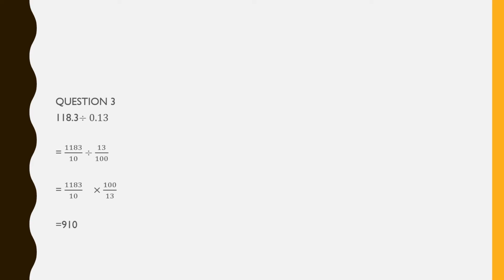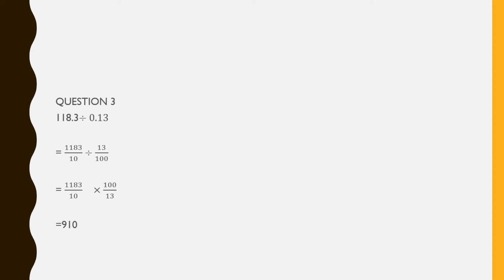Question 3. 118.3 divided by 0.13. Again, first we will see how many numbers are there after the decimal, so that we can convert it into fractions. Now, in the first part, we have one digit after the decimal, and in the second part, we have two digits after the decimal.